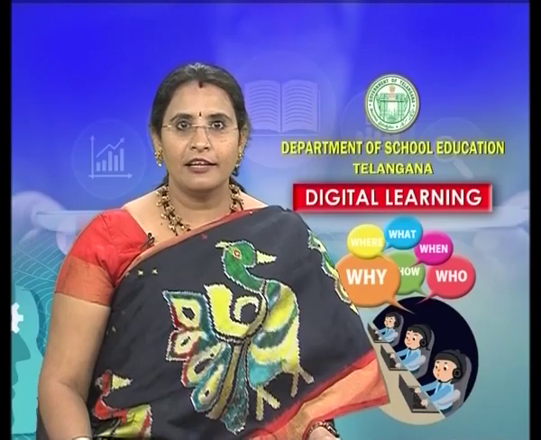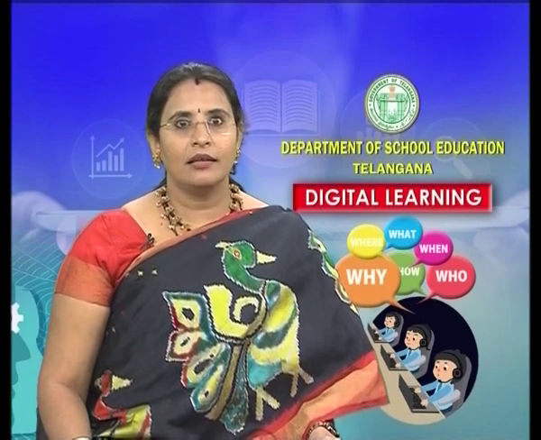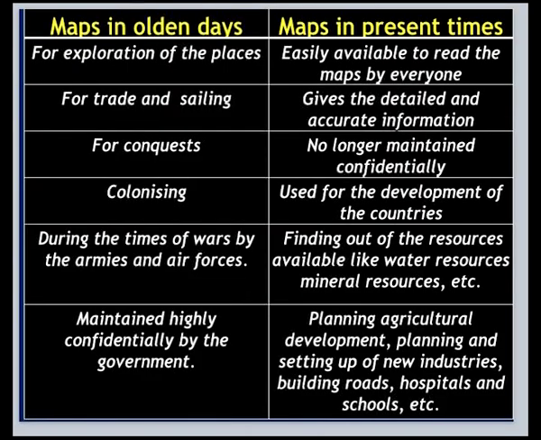Now let us learn about the usage of maps in the olden days and in the present times. Let us have a quick comparison between them. In the olden days, the maps were mainly used for the exploration of the places, for trade and sailing, for conquests, colonizing, and it was mainly used during the wars by the armies and the air forces. And these maps were kept confidentially by the government.